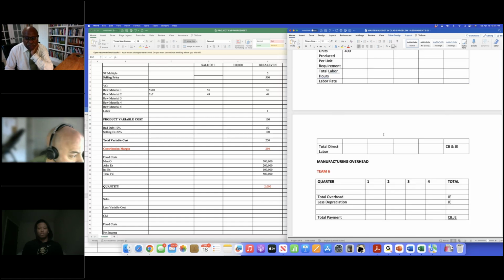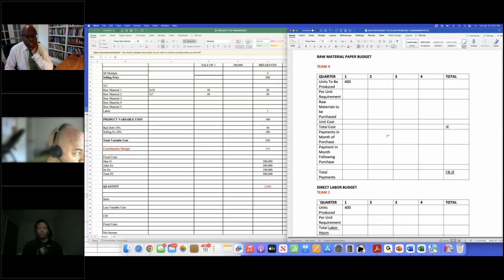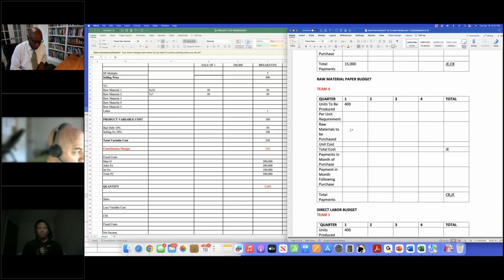Let's go to the paper. And the per unit requirement there was what? 7, correct? So how many will we need? 2,800? Is that right? Yes, sir. And the unit cost is 7.